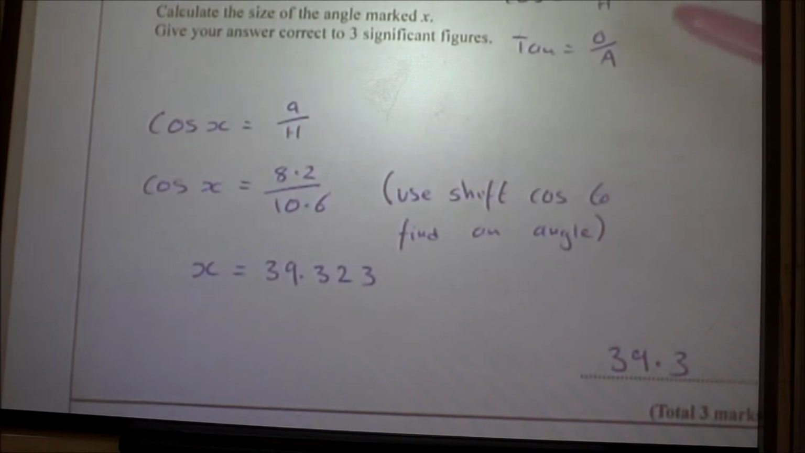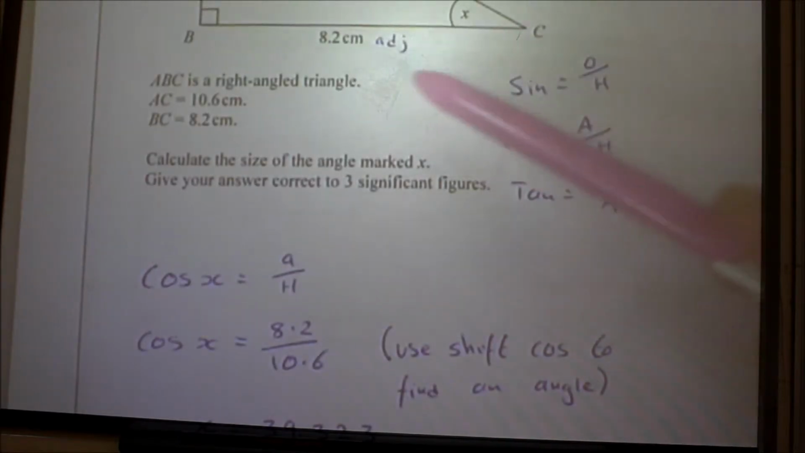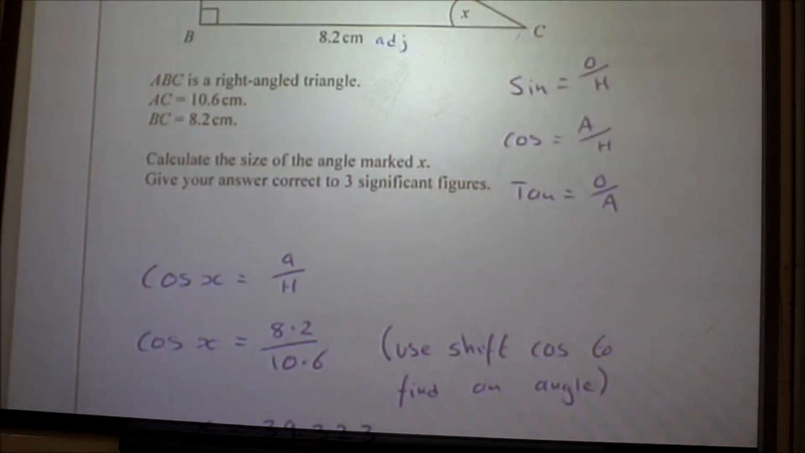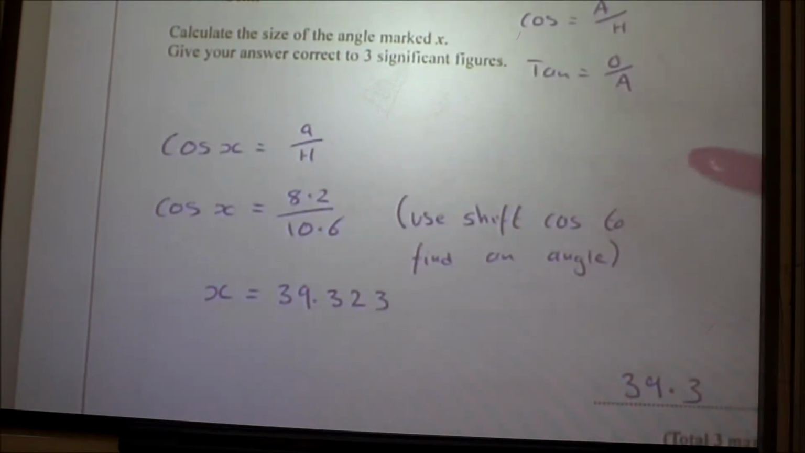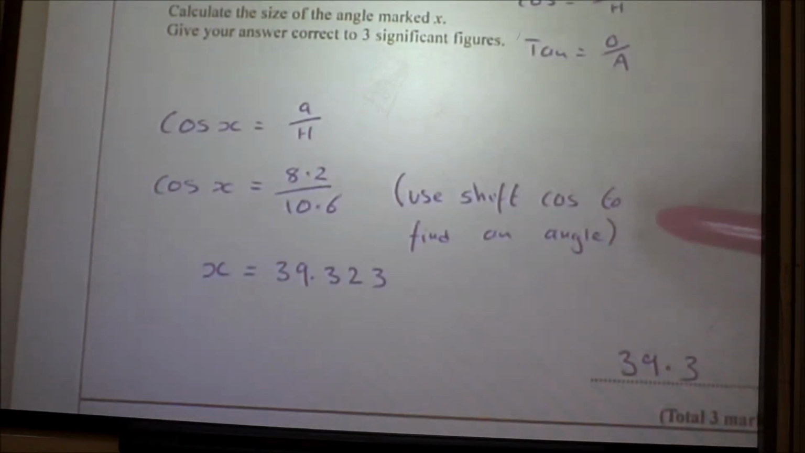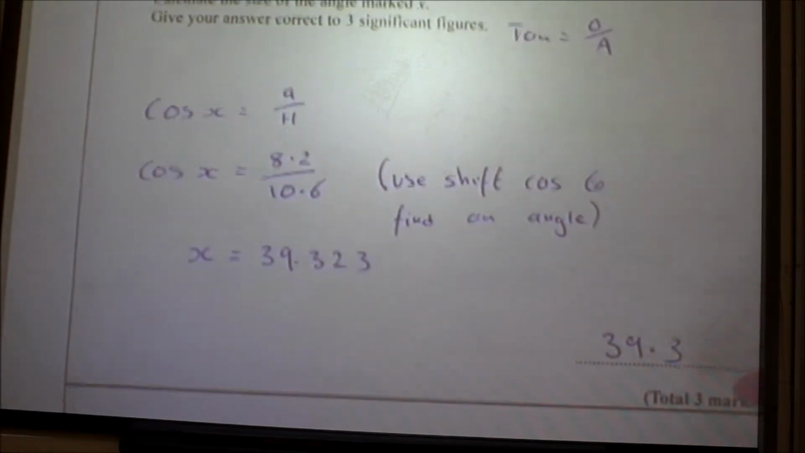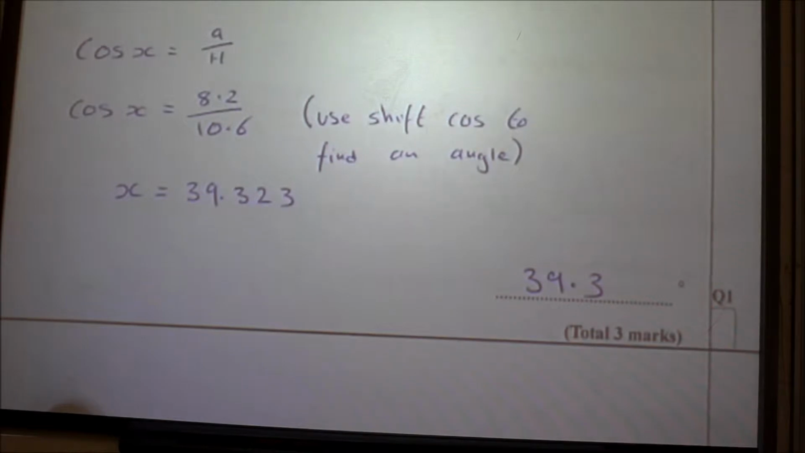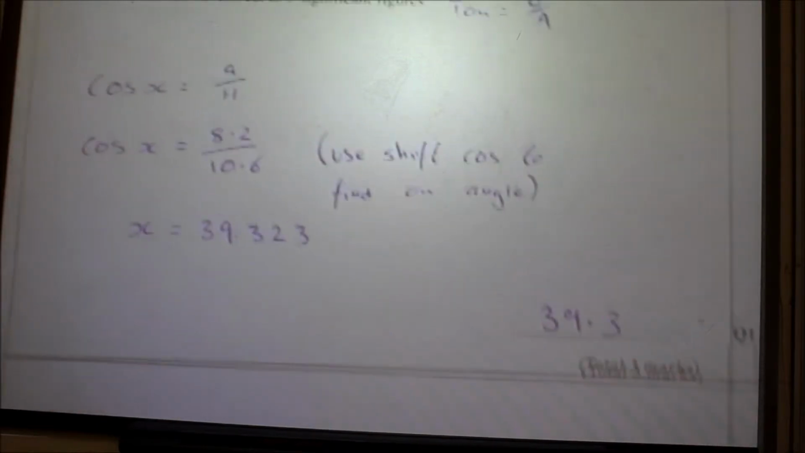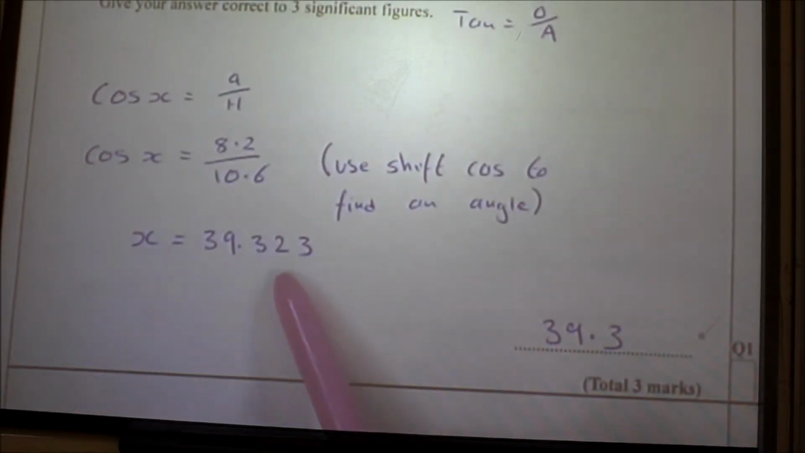We're going to use cos because it's the adjacent and the hypotenuse that we know. That's why we're using cos. Because we're finding an angle, we've got to use shift cos to find the angle, and you should have got 39.323. To three significant figures, it is 39.3 for 3 marks. So it's 2 marks for working that out, 1 mark for rounding to the significant figures.